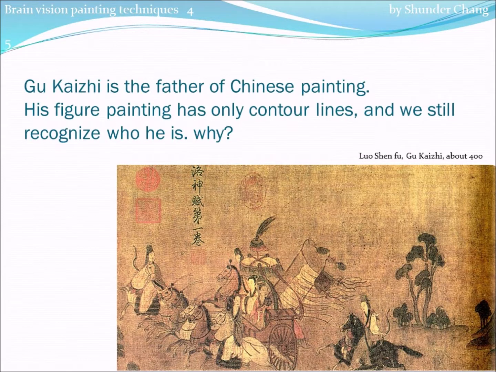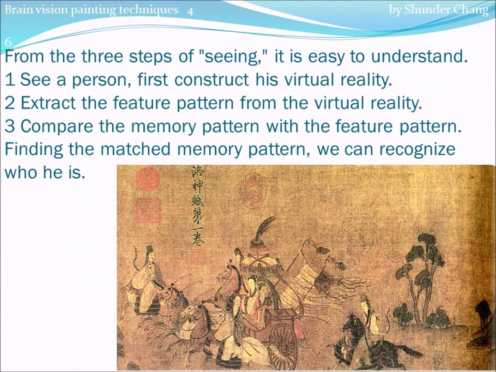Gu Kaizi is the father of Chinese painting. His figure painting has only contour lines, and we still recognize who he is. Why? From the 3 steps of seeing, it is easy to understand.